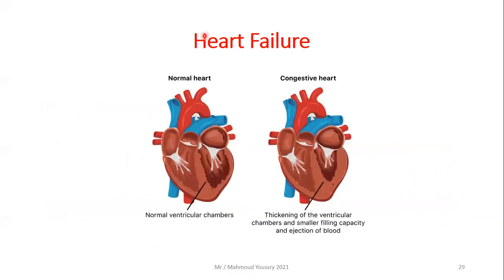Look here, this is the normal heart, the normal ventricular chamber. This is the normal ventricle. This is the left ventricle. Can you see? This is the abnormal one. So the walls became thicker, and the cavity of the left ventricle became smaller. So the thickening of the ventricular chambers and the smaller filling capacity and ejection of blood is what leads to heart failure. The heart cannot pump enough blood to meet the needs of the body.